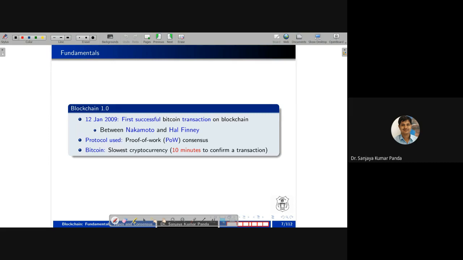So with respect to the different evolution and generations of blockchain, you can see that the processing time is going to be reduced, right? Earlier it is more, but now people focus on how to make this transaction faster.